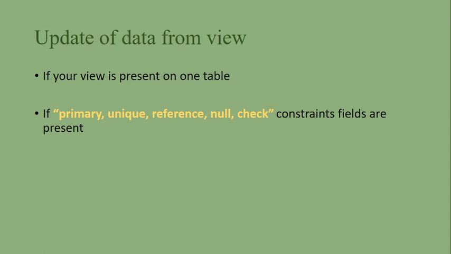If default is not there, then also no problem, it works. But if the table on which you are creating a view, while creating the view, you are fetching the attributes with these constraints, then we can modify the data in a view, and that will automatically modify the contents of the base table.